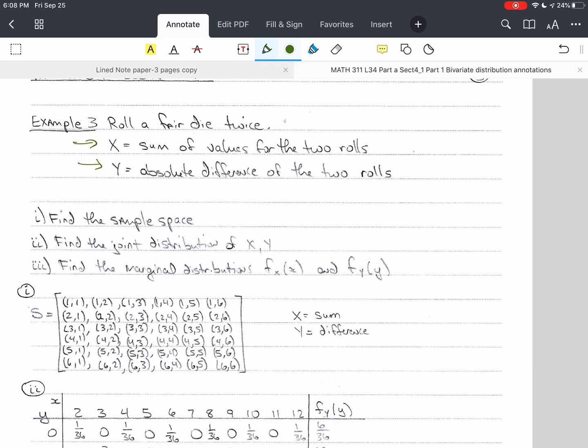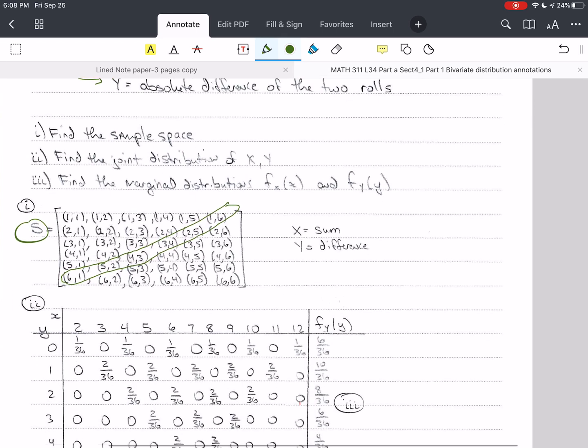So here's the sample space that I've written out from 1, 1 all the way up to 6, 6 for these two fair die. And remember that the diagonals here have the same sum, okay? And the sum is x. And the difference, that can be all over the place, so we're going to do this by x.